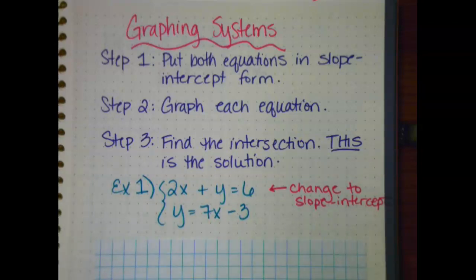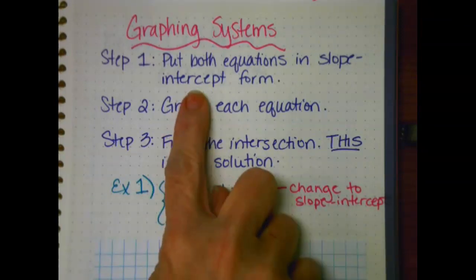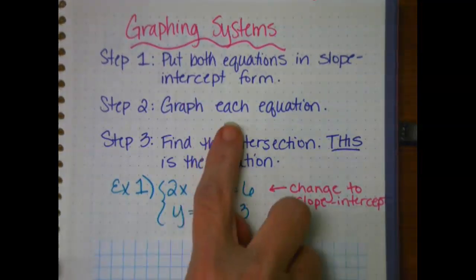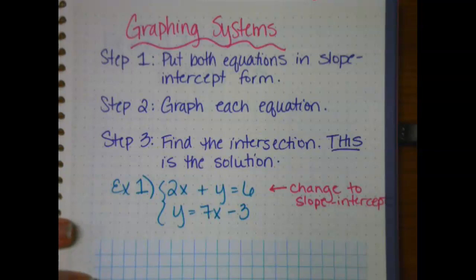Okay, let's talk about graphing systems. That's the first way we said we were going to look at solving them. This one is pretty straightforward. So step number one, put both of your equations in slope-intercept form. Step number two, graph each equation. Step number three, find the intersection because that is the solution to the system.